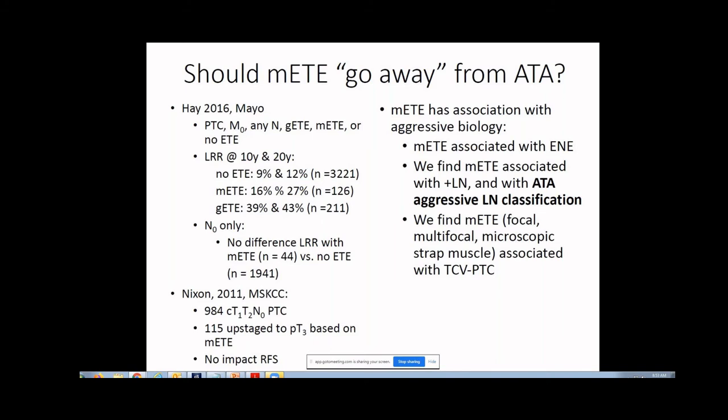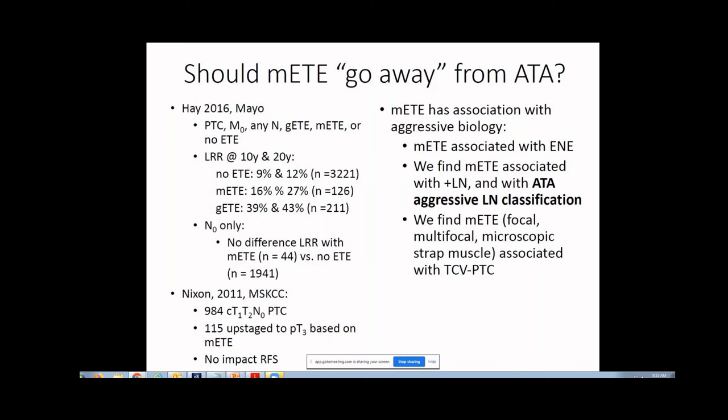Yeah, I just want to add the way we assess multifocal versus microscopic ETE is I just look at the number of slides involved. And so in my reports, I'll be sure to specify microscopic ETE is seen in these slides anteriorly, in the deep aspect, in the superficial aspect. So I'm doing it by a larger cut point of the number of slides that are involved.